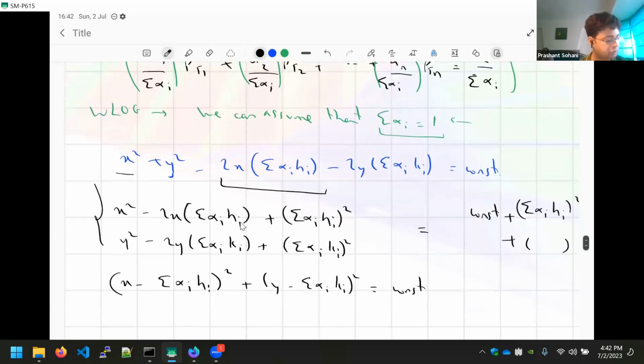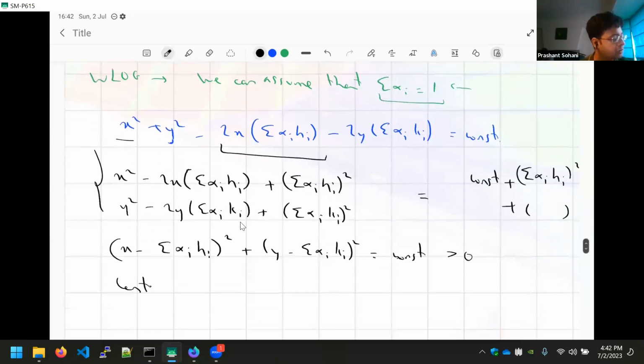And so in fact, if that constant turns out to be negative, then this locus does not exist. But if that constant is positive, then the square root of that constant is going to be the radius of that circle. And the center of that circle is simply this. So the x coordinate is sigma alpha I hi and the y coordinate is sigma alpha I ki.